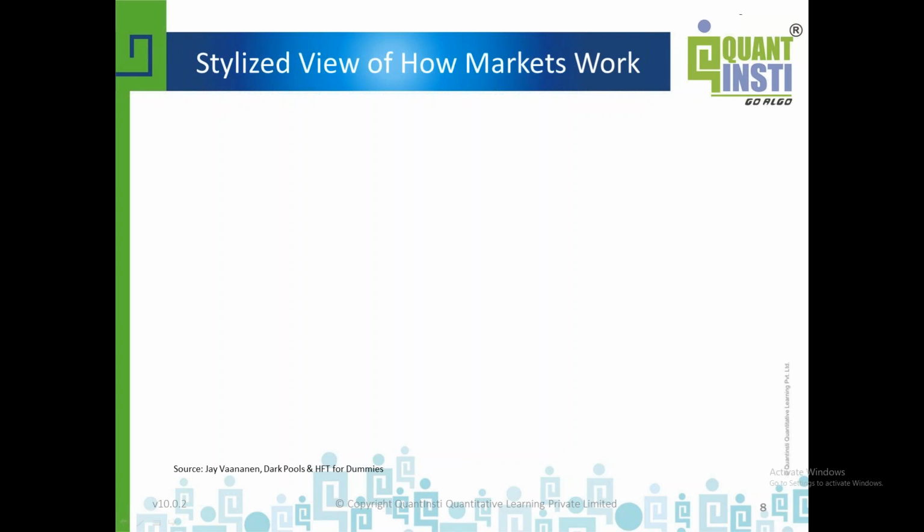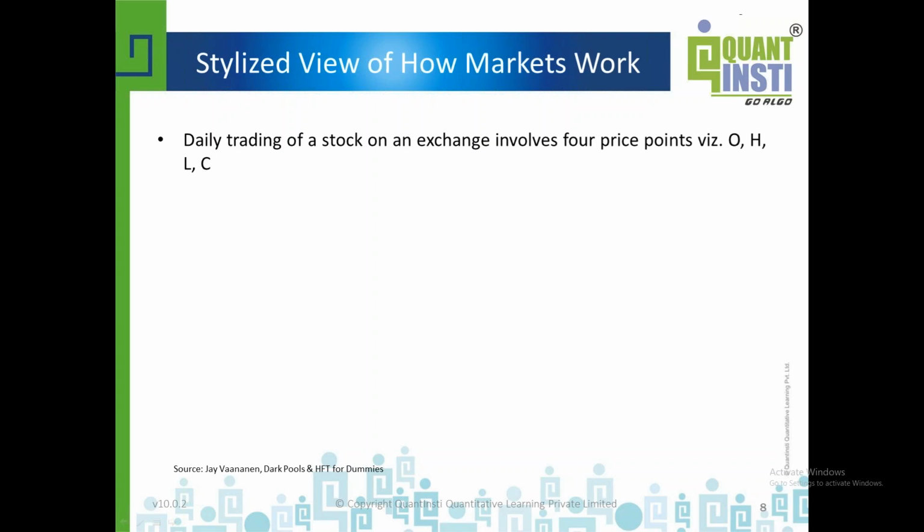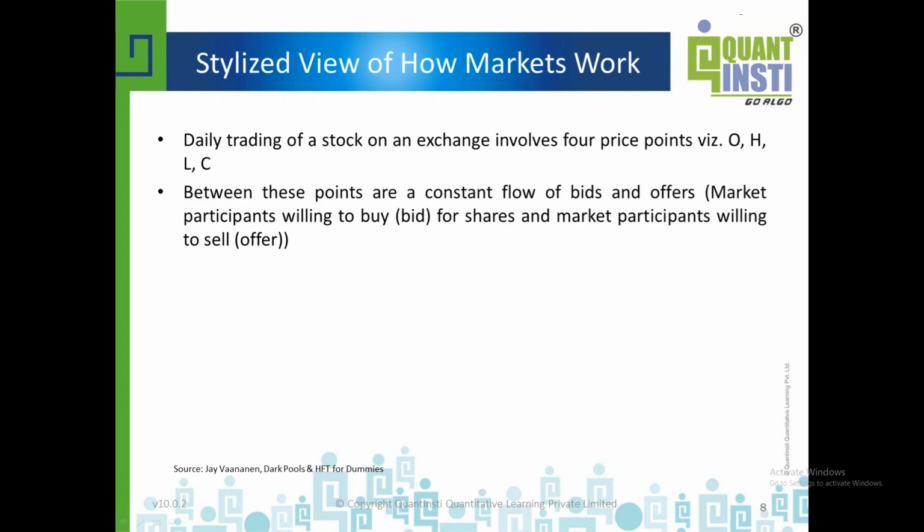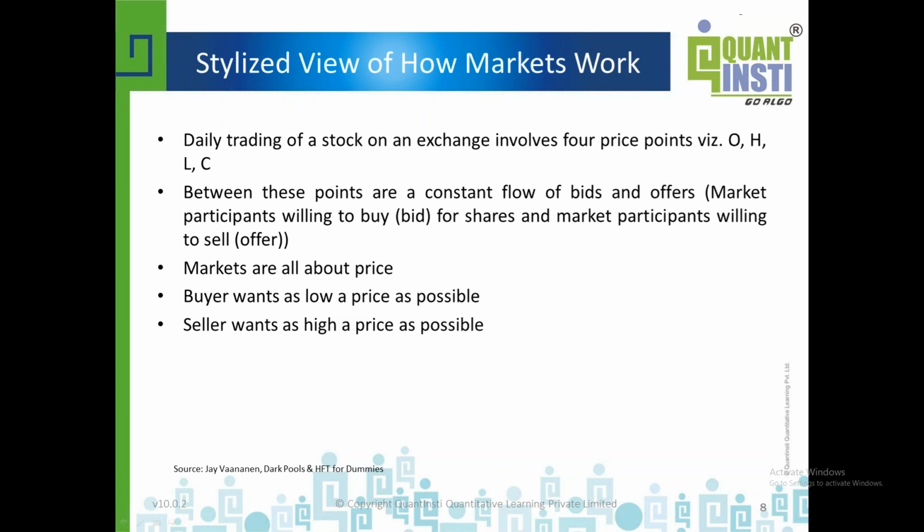All right. So let me start with the order book. What is an order book and how do markets work, right? Yesterday I showed you the OHLC: open, high, low, close. That's what trading of a stock in an exchange involves. Now, how are these open points, lows and closes fixed? Between all these points, there is always a flow of bids and offers. What is a bid and what is an offer, and how does it really work?